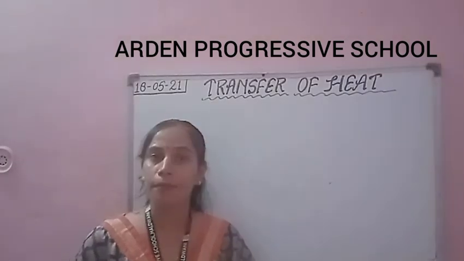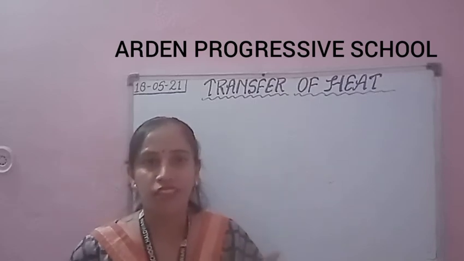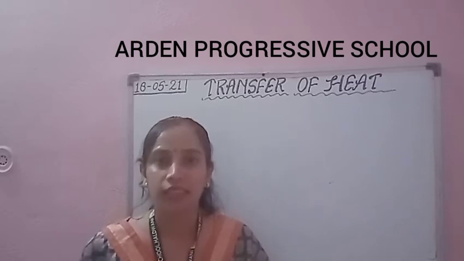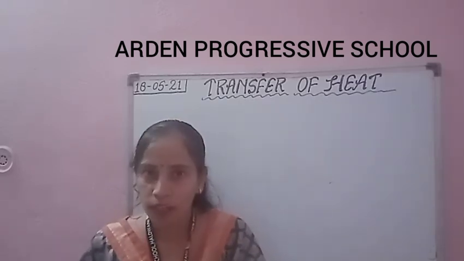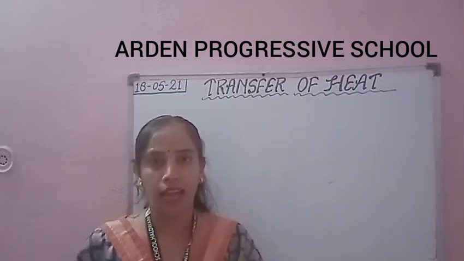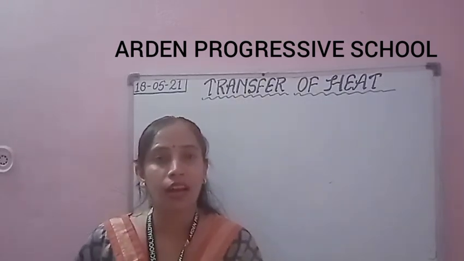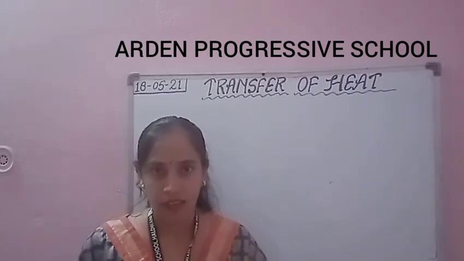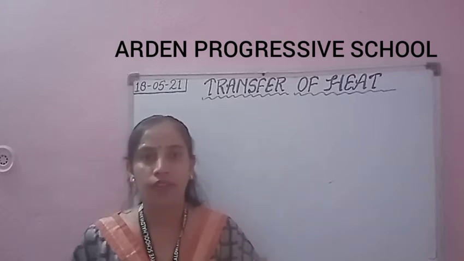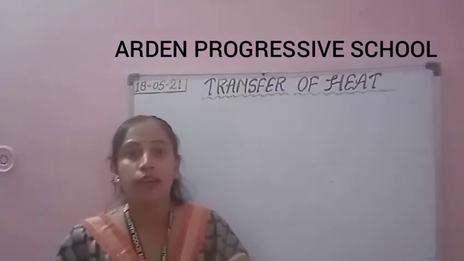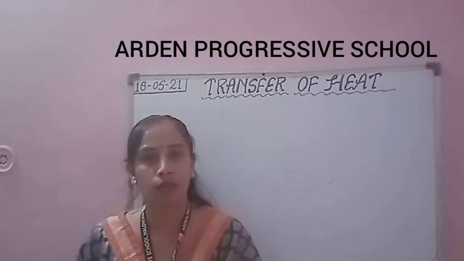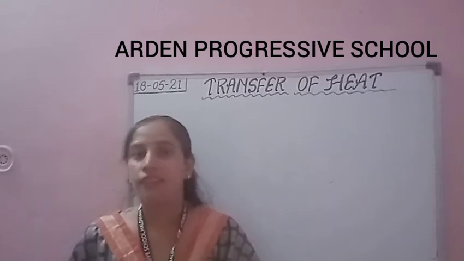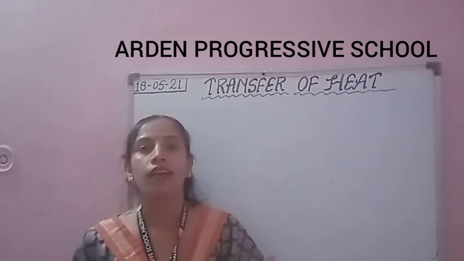So students, in our previous video we started chapter 4, that is heat. In that we discussed heat, hot and cold bodies, temperature, and the measuring device through which we measure the temperature of a body. There are two types of thermometer: the clinical thermometer and the laboratory thermometer.